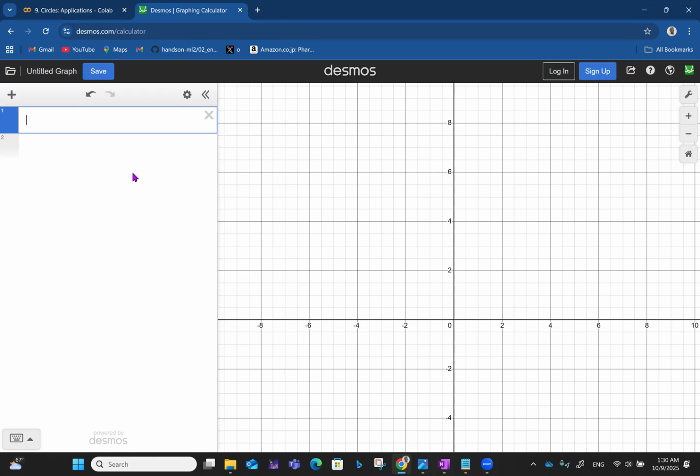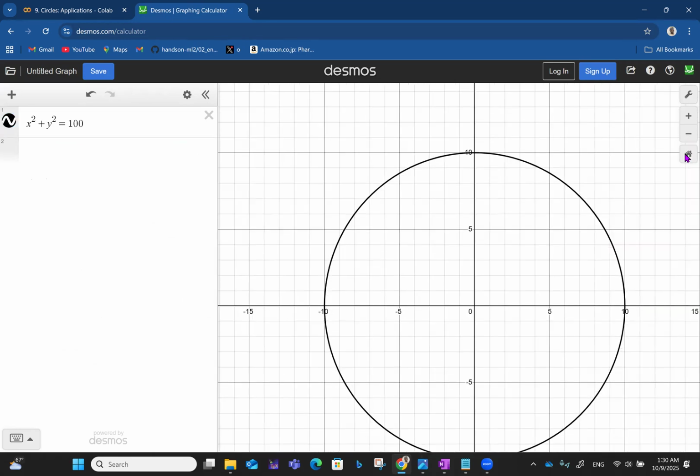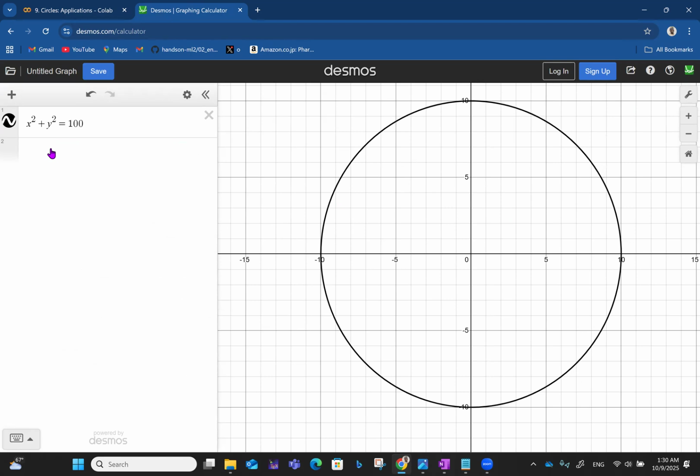So x squared plus y squared tells us that the circle has its center at the origin. 100 gives the radius squared. Then we now have (6, 8). So you see it lies on the circle. Then (10, 0) will also lie on the circle easily.